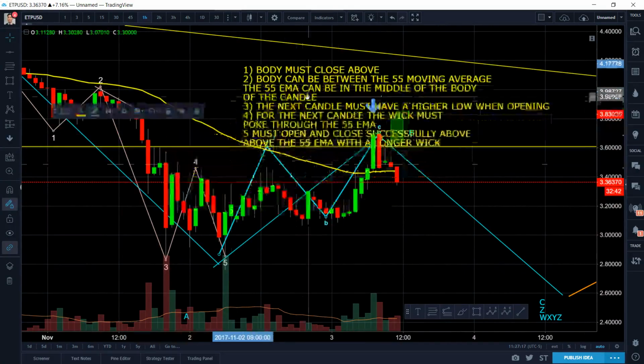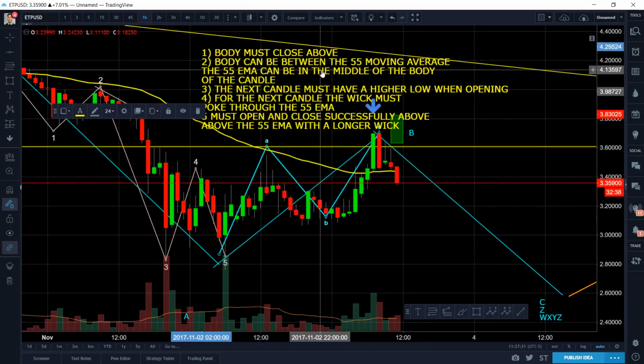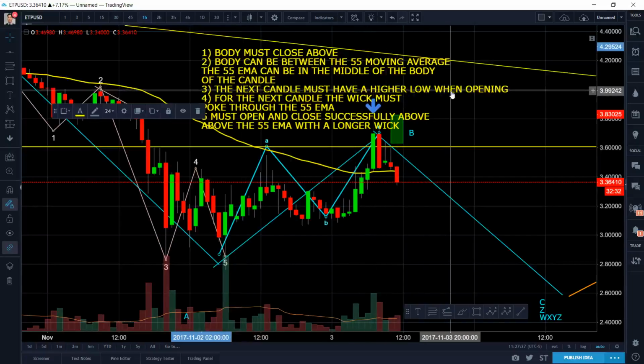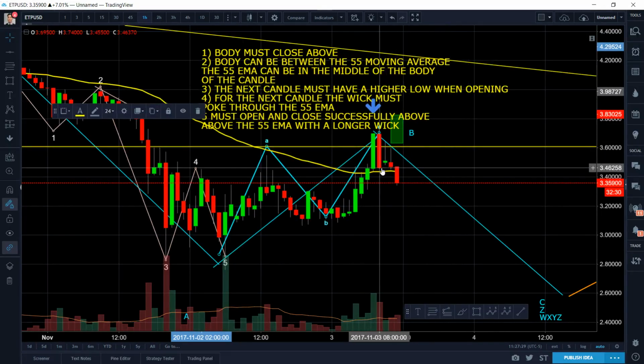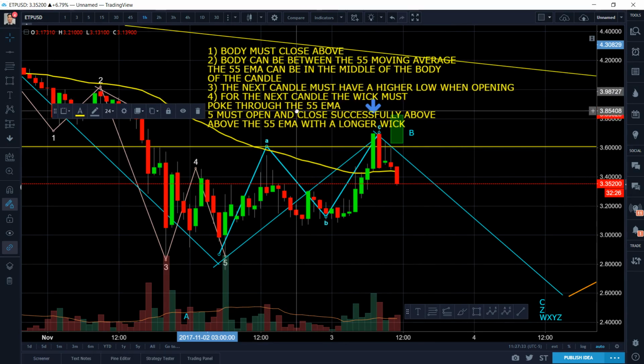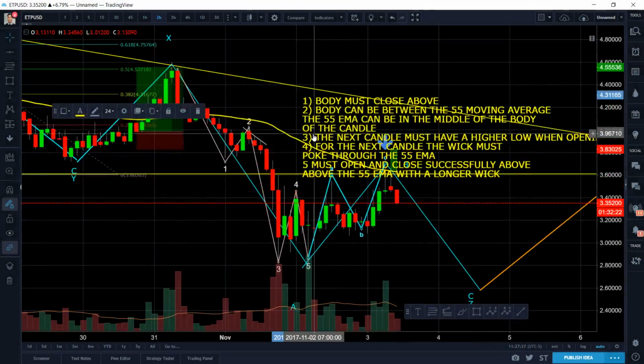Watch, it doesn't meet my condition of this one right here, where the 55 EMA, well, actually that one is okay because it's already above it, but the next candle must have a higher low when opening. Yes, it does have a higher low, right? But there's no rejection of the wick. Instead, what we see, take a look at this on a 2-hour time frame.